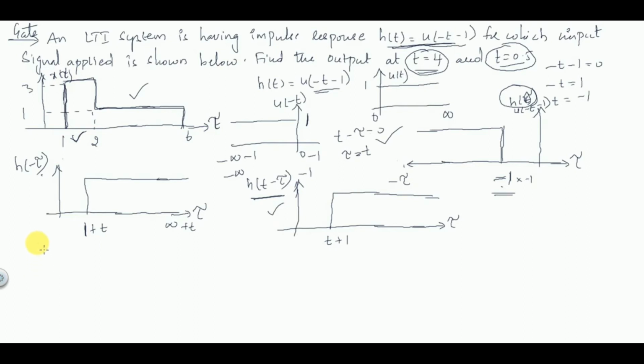First of all, we are finding the value of y of t at t is equal to 4, that is at the instant t is equal to 4. When t is equal to 4, how will h of t minus tau be? It starts from t plus 1, which is 5, and extends up to infinity. Okay, so first let me draw x of t.